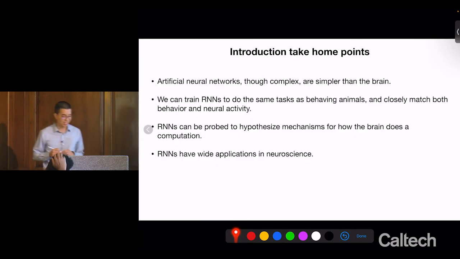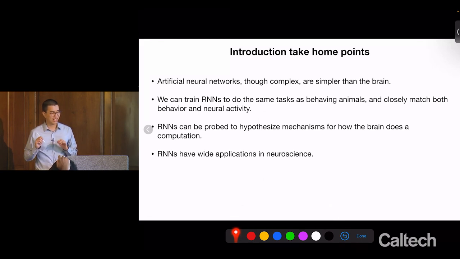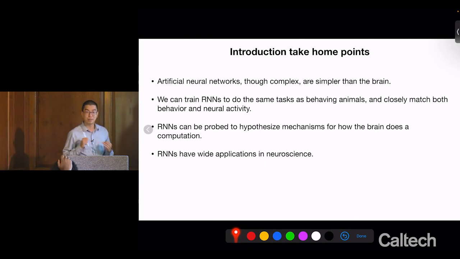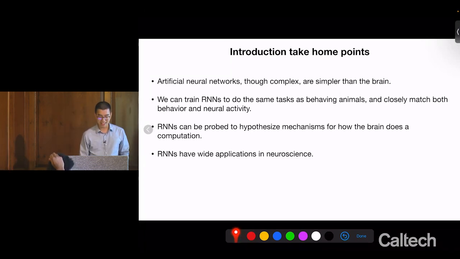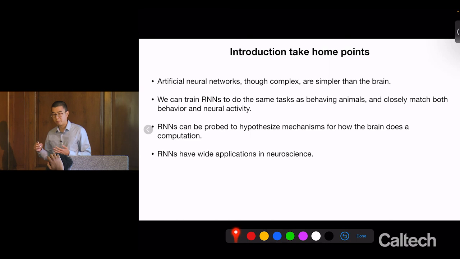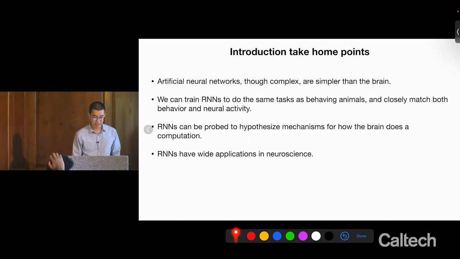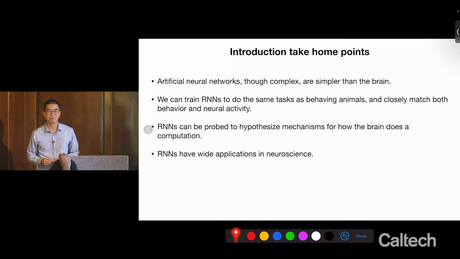So the take-home points for this lecture are that artificial neural networks, though complex, are simpler than the brain. And because they're fully observed, they can be probed to hypothesize mechanisms for how the brain does computation, given that the RNNs are matching the behaviors as well as the activity of the neurophysiology. And then they have wide applications in neuroscience to propose computational mechanisms. All right, we'll call that lecture one.